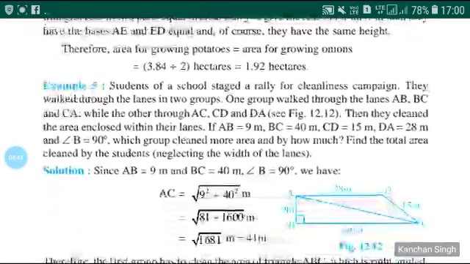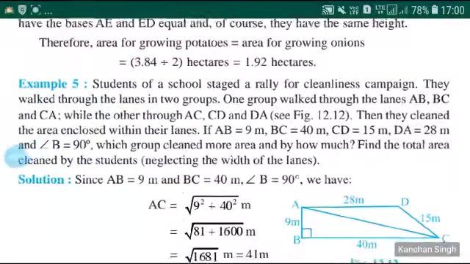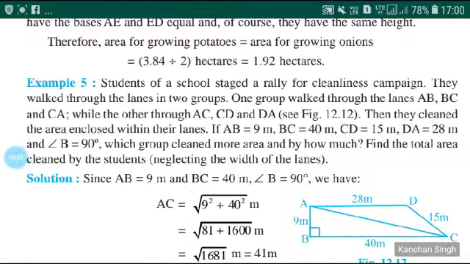Students of a school staged a rally for a cleaning campaign. They walked through the lanes in two groups. One group walked through the lanes AB, BC and CA, while the other through AC, CD and DA. Then they cleaned the area enclosed within their lanes. If AB is equal to 9 meter, BC is equal to 40 meter, CD is equal to 15 meter, DA is equal to 28 meter and angle B is equal to 90 degree. Which group cleaned more area and by how much? So let us draw the figure. Find the total area cleaned by the students, neglecting the width of the lanes.